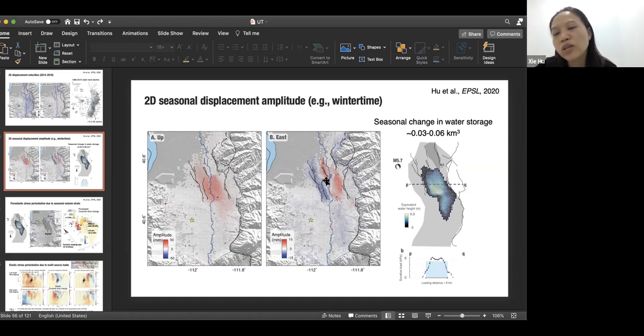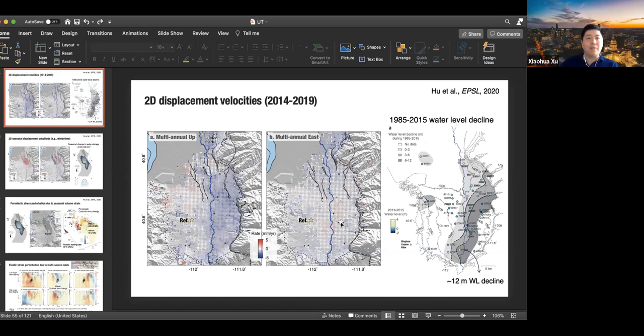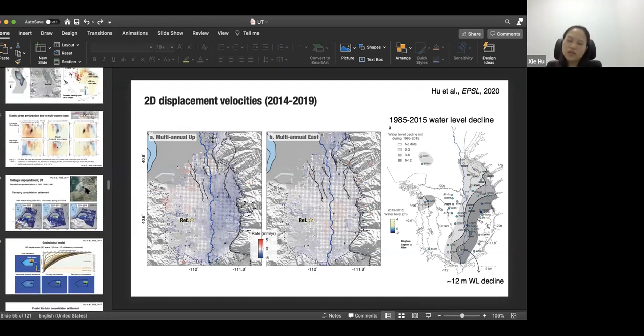If we select here as the reference point, then we can see a clear extension towards two sides. But I do not really interpret the multi-annual rates in the horizontal direction because I think they are below the signal to noise ratio. It's below one, about 1 millimeter per year. So you think it might be from atmospheric noise or other noise sources? Yes, I think it's below the noise threshold. Yeah, it's difficult.